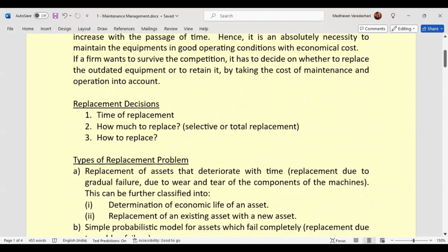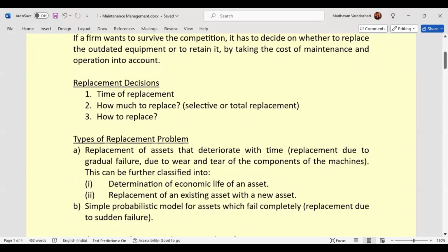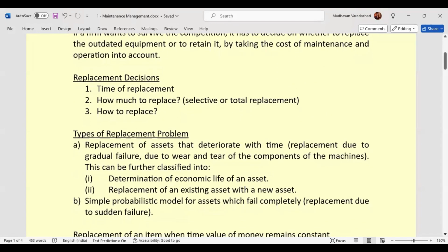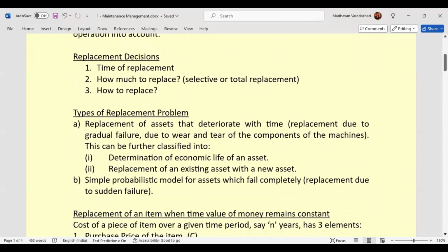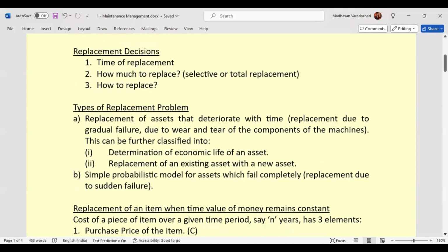Types of replacement problem. Replacement of assets that deteriorate with time, that is, replacement due to gradual failure, due to wear and tear of the components of the machine. This can be further classified into determination of economic life of an asset, and replacement of an existing asset with a new asset. The second one is simple probabilistic model for assets which fail completely, meaning replacement due to sudden failure.